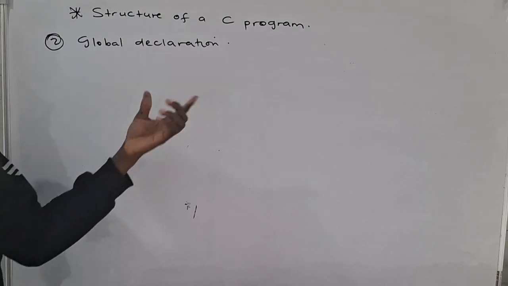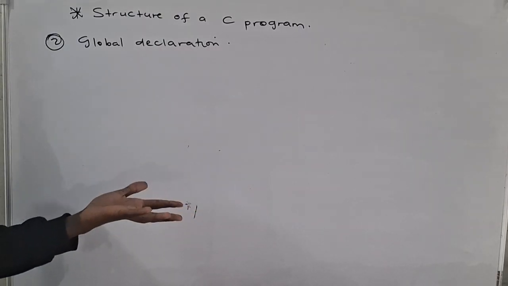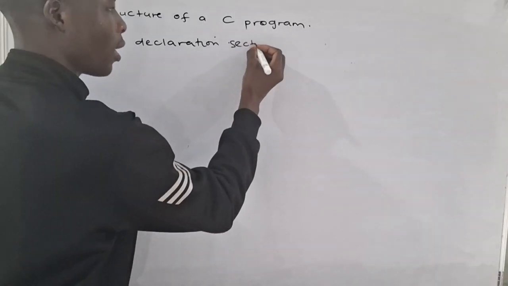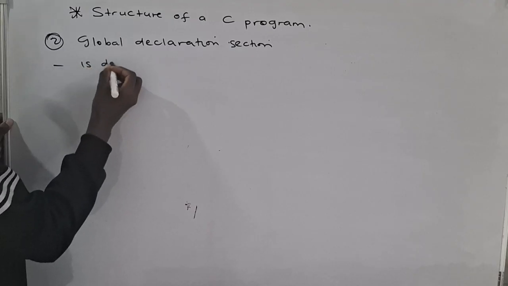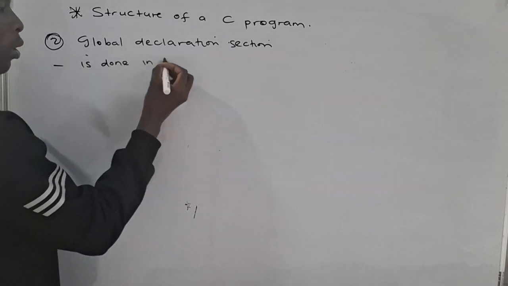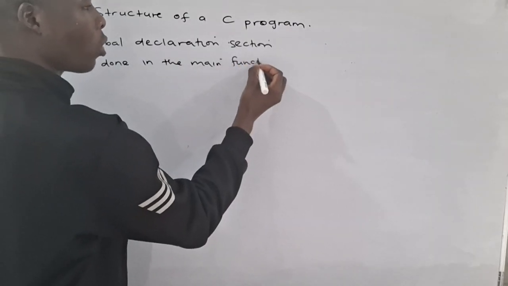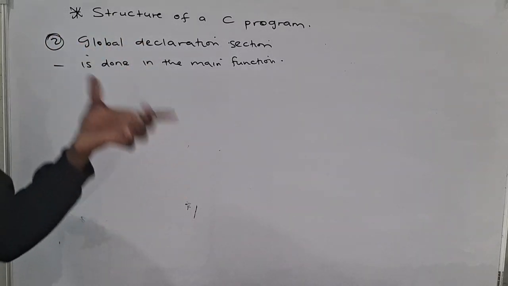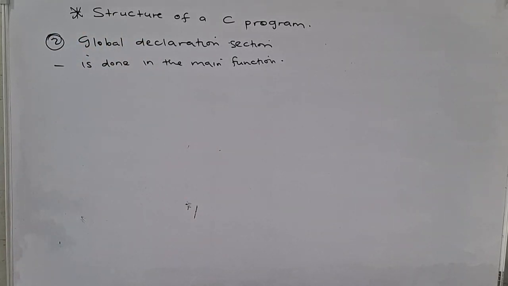We used to talk about declaration of a variable, declaration of a what? Of a function. Okay, wow. This is the global declaration section. Okay, so global declaration is done in the main function. So we are going to do global declaration in the what? In the main function. If you want to declare a variable globally, you are supposed to do it in the main function.